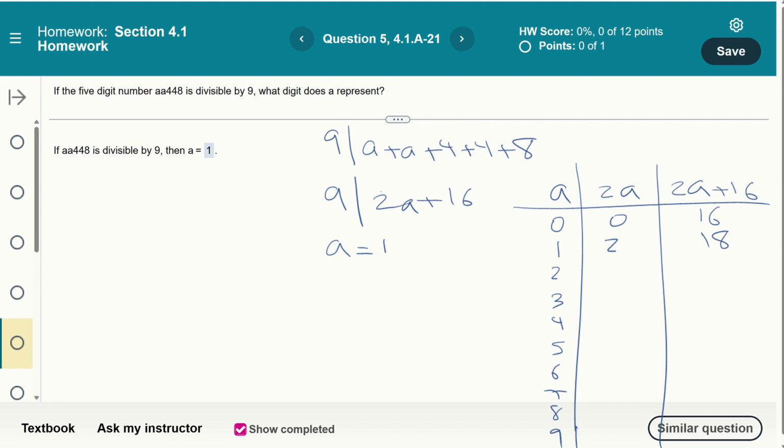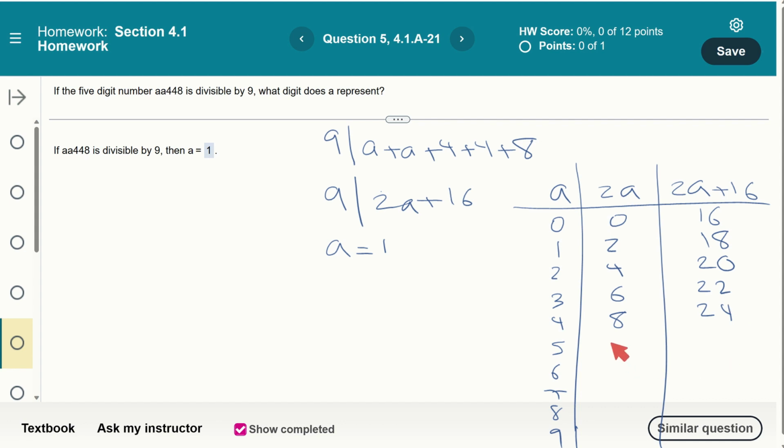So just to make sure that there are no other possible choices for A, you quickly go ahead and finish the rest of them too. 2 times 2 is 4 plus 16 is 20. We know 9 doesn't go into 20, so it won't go into that number. 3 times 2 is 6 plus 16 is 22. You get the idea here. That's not going to work either. 9 doesn't go into 22. 8 and 16 gives me 24.